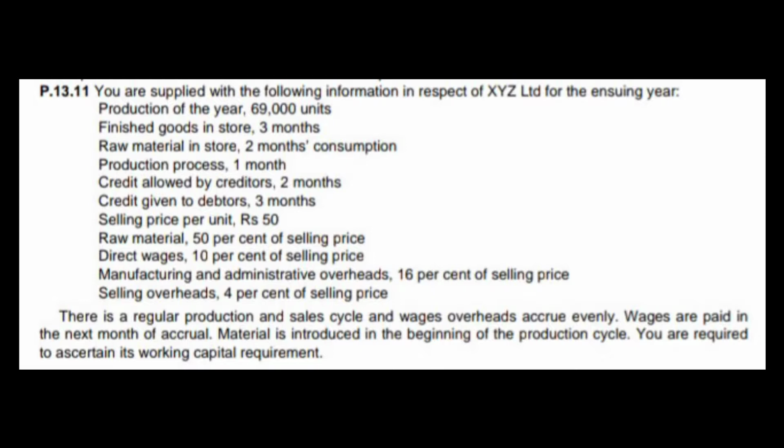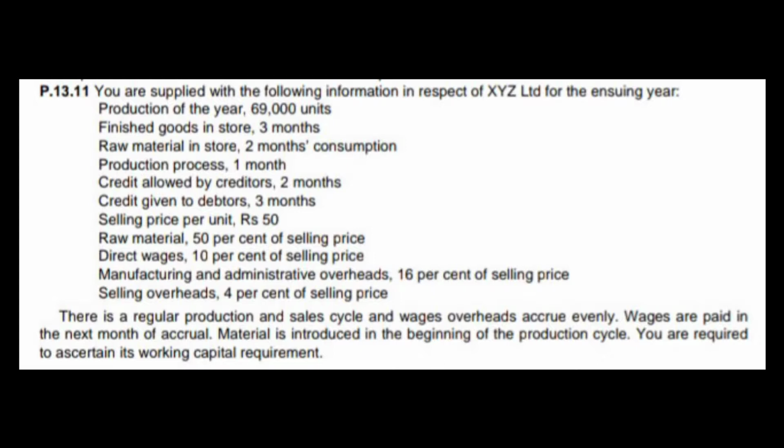Direct wages 10% of the selling price. Manufacturing and administrative overheads 16% of the selling price. Selling overheads 4% of selling price. So here you can see the actual amount per unit is not given. You are given the percentages. So first we need to calculate the cost of each of these. Next, there is a regular production and sales cycle and wages and overheads accrue evenly. Wages are paid in the next month of accrual. Material is introduced at the beginning of the production cycle. You are required to ascertain the working capital requirement.